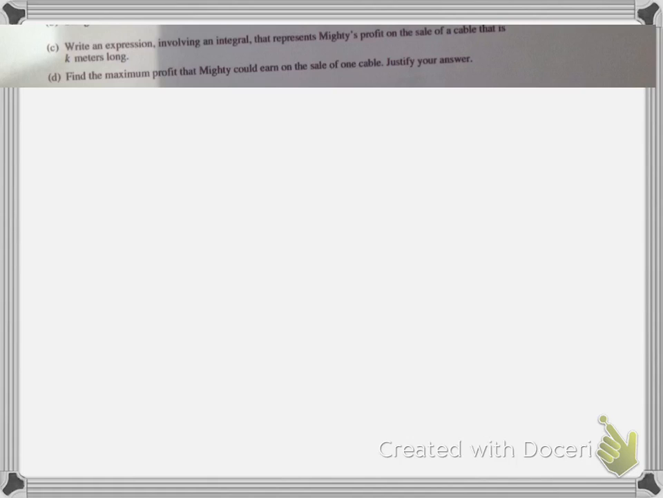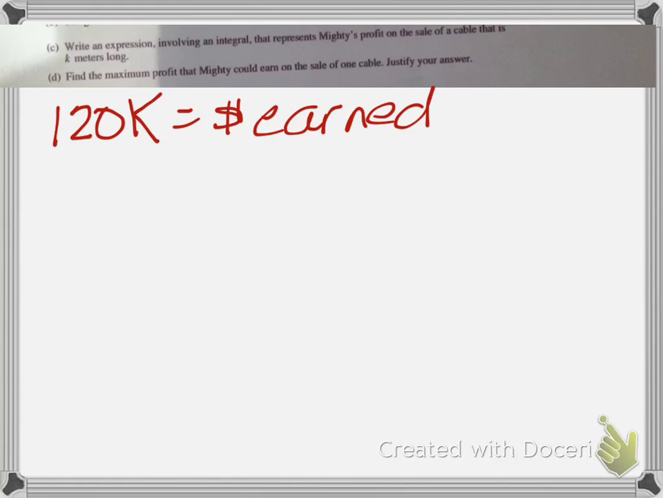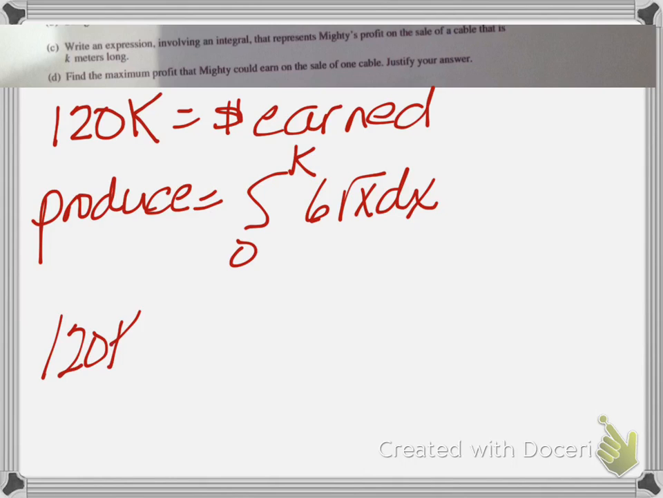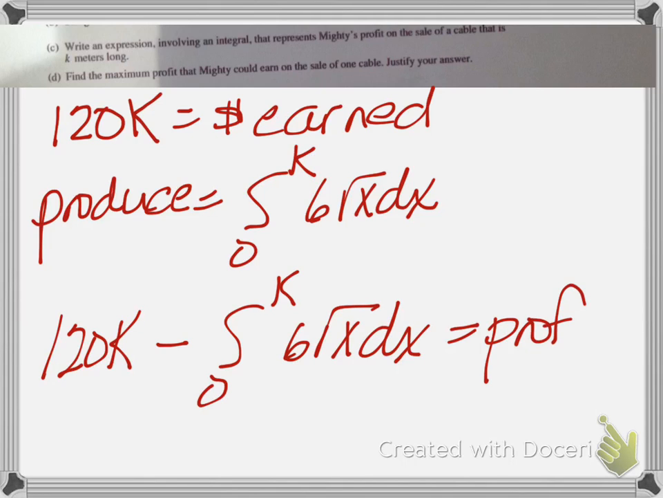Okay, so what is going to be their profit? Okay, so it's $120 for each meter. So we have k meters. So this is going to be the money that they earn. Okay, and then the cost for them to produce it is going to equal the integral from 0 to k, whatever k is, of 6 radical x dx. That's what we used before. So what is their profit? It's going to be 120k, that's how much they earned, minus how much it cost for them to produce it. And this would be their profit.